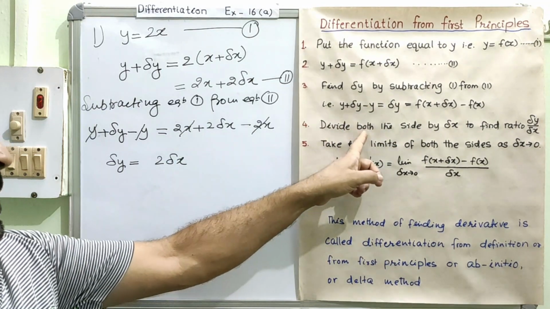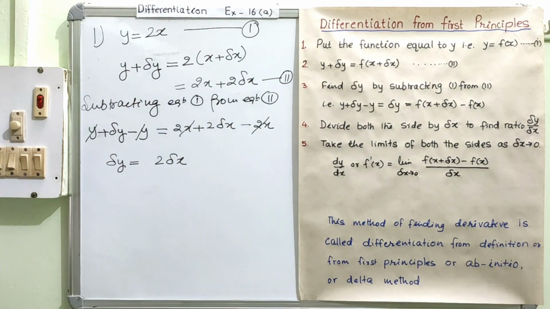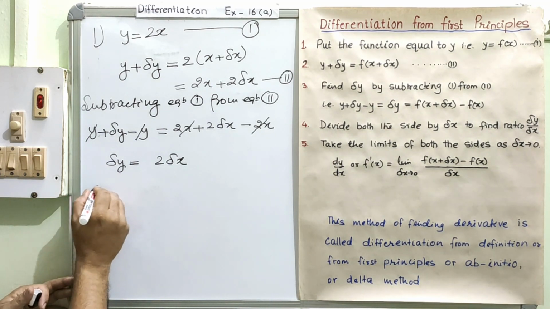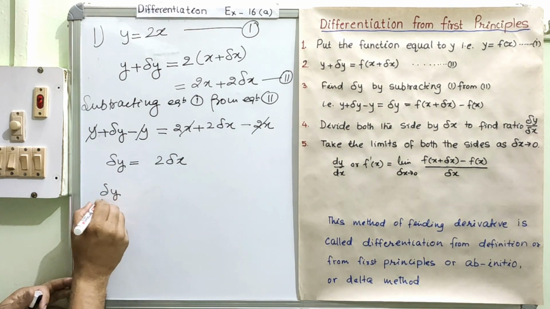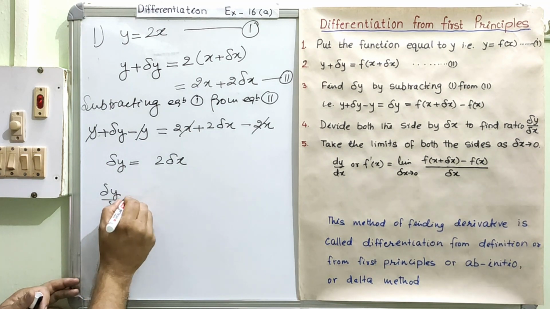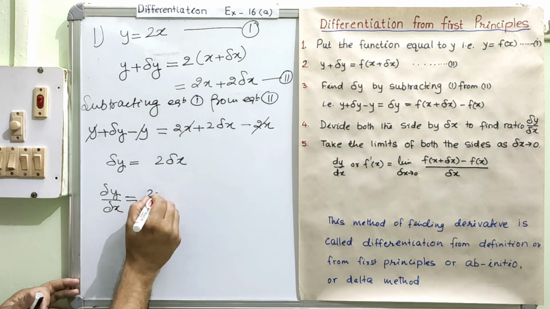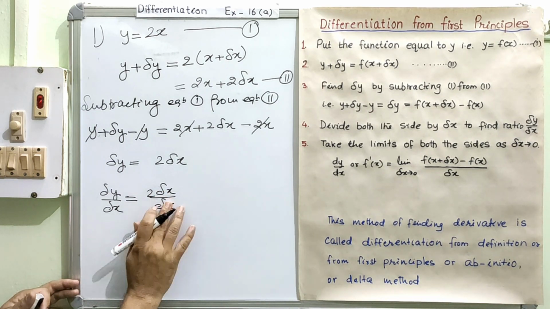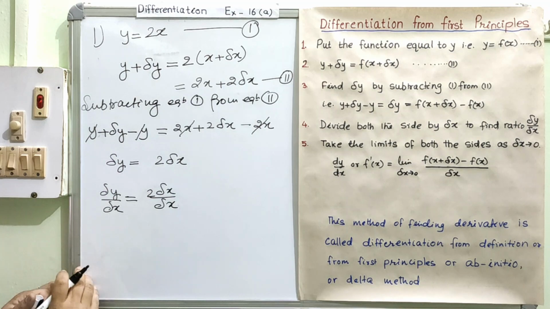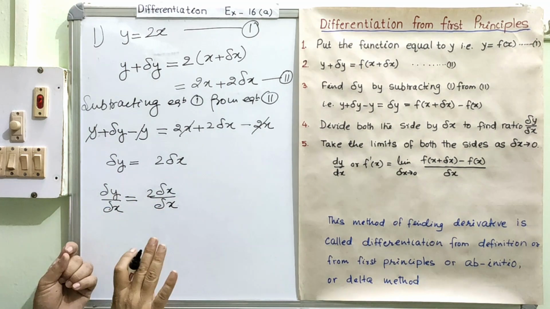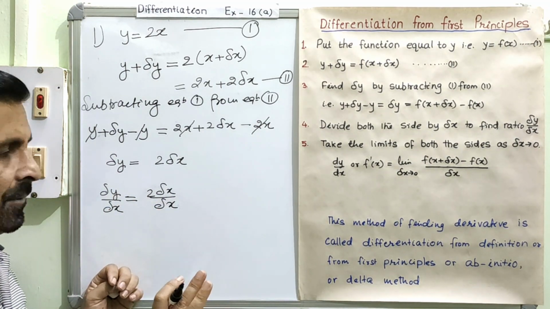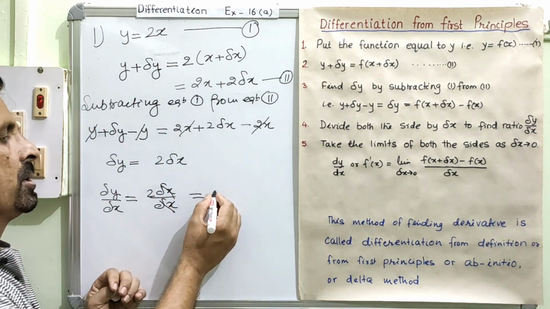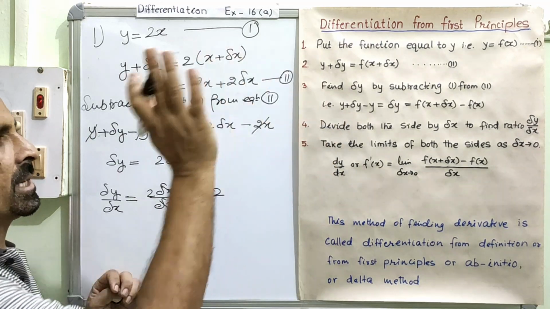Now we are moving on to step number 4. Step number 4 is dividing both the sides by delta x. So we are going to divide delta y divided by delta x, right hand side, 2 delta x divided by delta x, right? And again after dividing, if there is any possibility to simplify, we will simplify. So here this can be simplified, and then this gets only 2. You are done with step number 4.